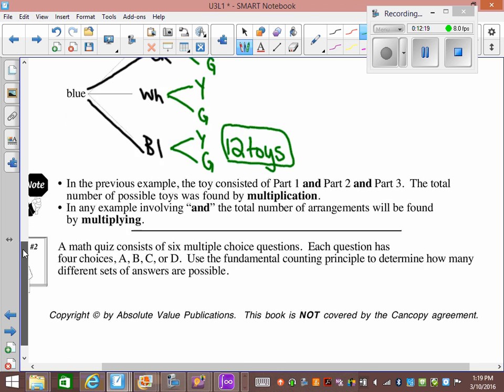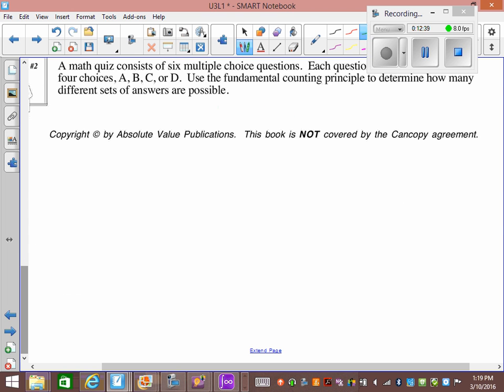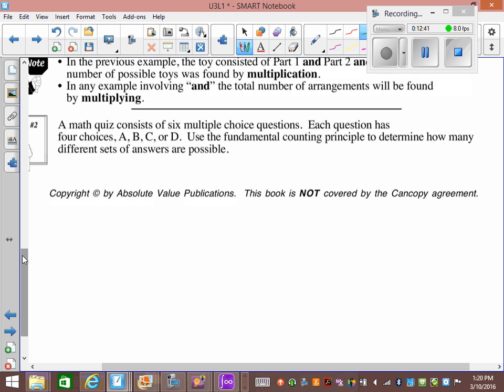Here we have a math quiz. Math quizzes consist of questions, correct? Very rarely are teachers nice enough to say you can complete 4 of the 6. You're usually doing this one and this one and this one and this one and this one and this one, and all 6 questions make up the whole test, right? Each question would be a different part of the test. So let's see if we can use the fundamental counting principle on tests. You can, because each part makes up the whole test, right?